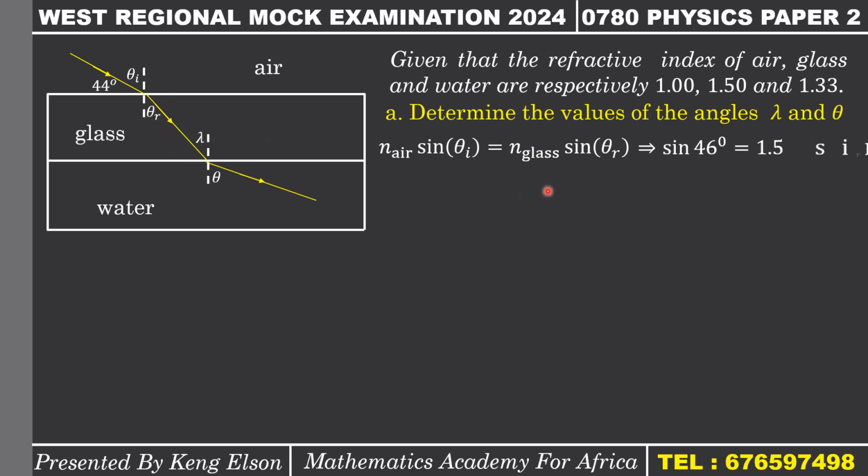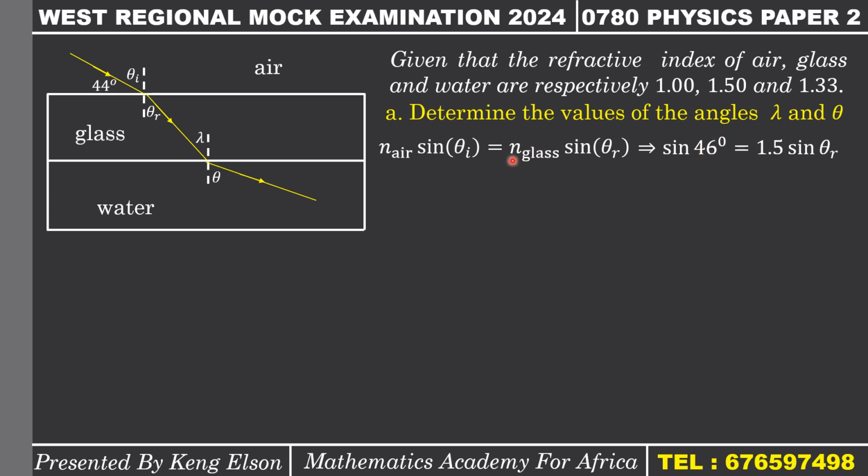Now from here you realize that since the refractive index of air was given as 1, we just have the sine of the angle of incidence in air. The angle of incidence is the angle made by the incident ray and the normal. Since the angle made by the incident ray and the surface of glass is 44 degrees, it therefore means that the angle made by the incident ray and the normal is 90 minus 44 degrees, because the angle that the normal makes with the surface of glass is 90 degrees. So to get theta I, we need to take 90 minus 44 degrees. Doing that, we get 46 degrees.